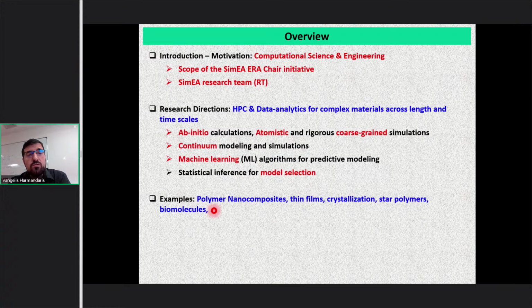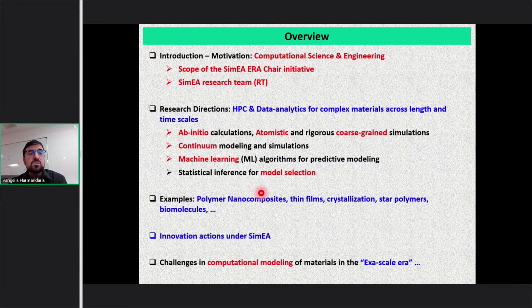Then I will give you also a few examples from different systems that we have studied during the last 10 years or so, primarily focusing on multi-component nanostructured materials and polymer-based ones most of the time. Then in the last part of the talk, I will try to give you a short overview of the not so purely scientific activities of the SimEA, primarily actions related with innovation, which is the main part of the project. And we will close with a few remarks about the new era, as we quite often say that we are living now in the exascale era nowadays.